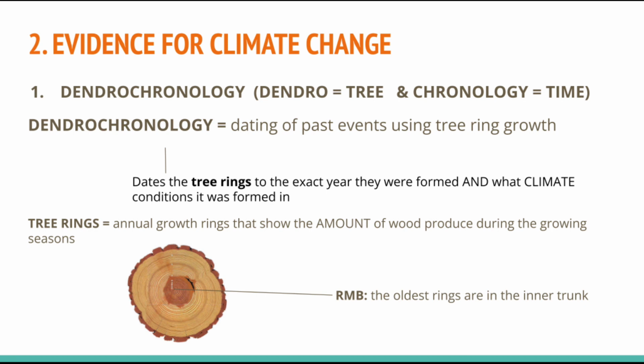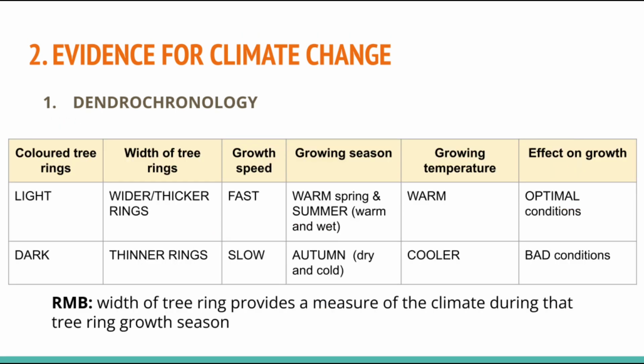As you can see in the image below, this is a trunk and the circle-like things are tree rings. Again, the oldest tree rings are in the inner trunk. These are some things you need to know about dendrochronology. So tree rings can be different colors and can be different widths. So tree rings can either be light and thick or dark and thin, and I'll explain why.